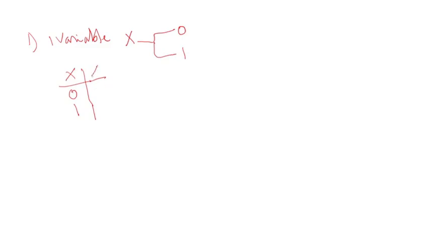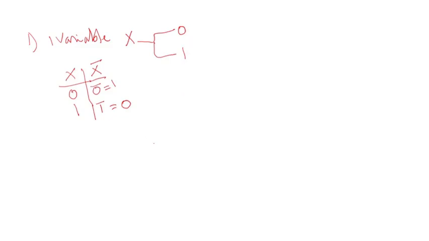Then you can create the complement of X. X with a bar on top of it is called the complement. That means the inverse. So 0, you invert it, is just 1. Then you invert 1, which is just 0. So we have two states, either 0 or 1.